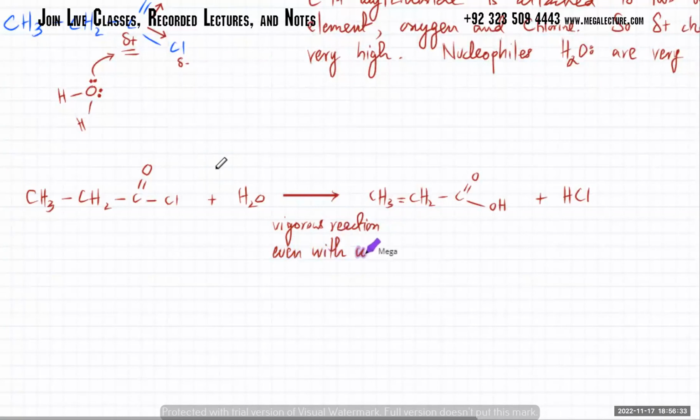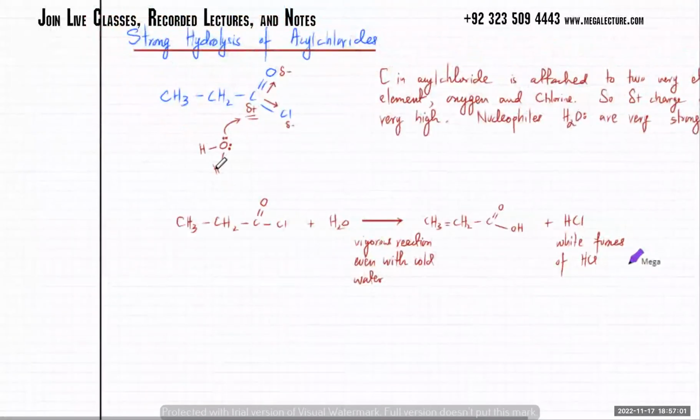So even with cold water, white fumes, misty fumes of HCl. मतलब बहुत ज्यादा produce होंगे. It's going to be a very vigorous reaction. So white fumes of HCl would also exist. अच्छा, but anyways, अब इसका there's a mechanism for this. बस last चीज है, ठीक है?